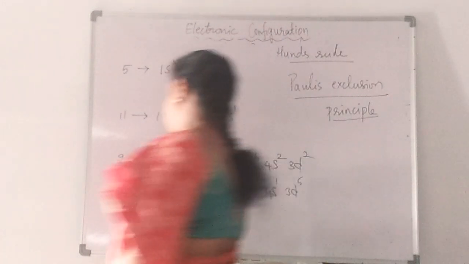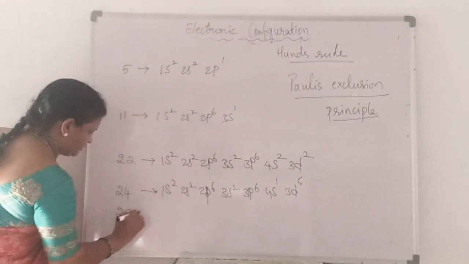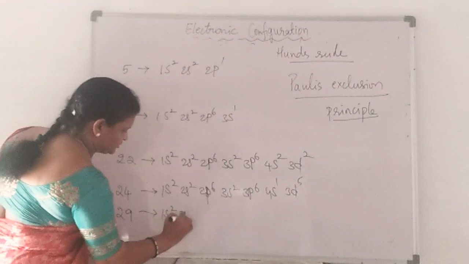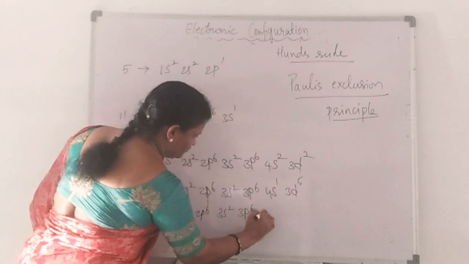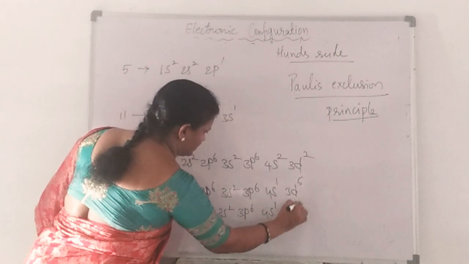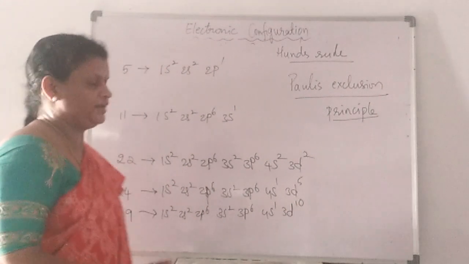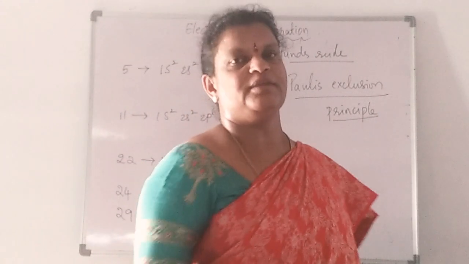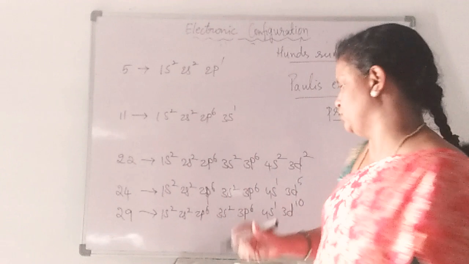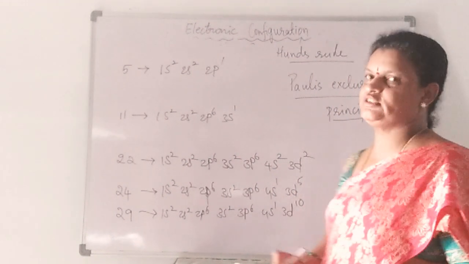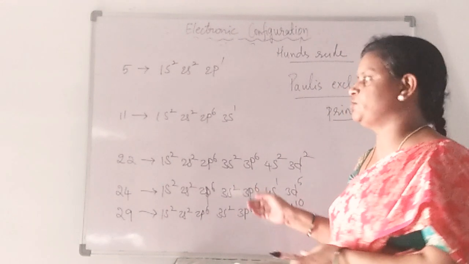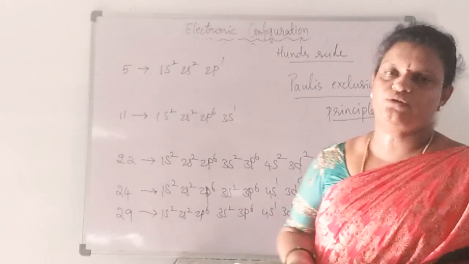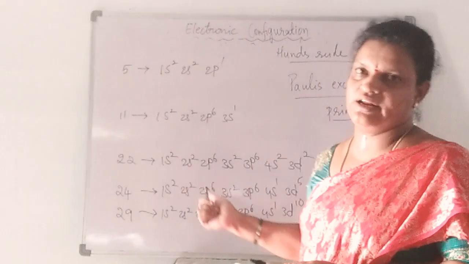Same like that for atomic number 29, copper also will write like this: 1s2, 2s2, 2p6, 3s2, 3p6, 4s1, 3d10. By getting the fully filled orbitals, that element will get the stability. So one electron from 4s will jump into 3d. By that it will get stability. So these are some of the rules and regulations which we follow to write the electronic configuration in NLX method.